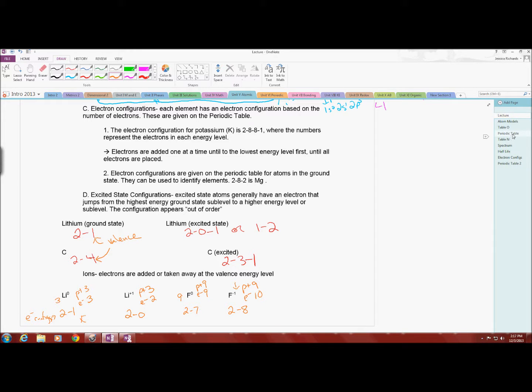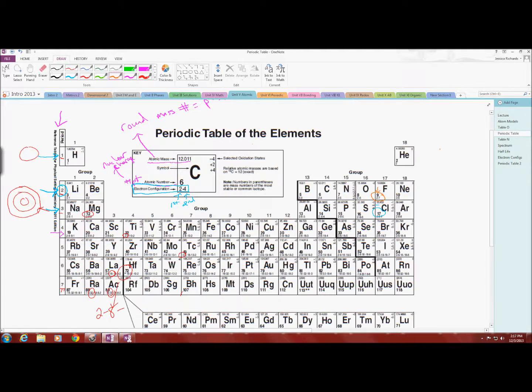Go back to your periodic table. Lithium, when he's an ion, has an electron configuration of 2. So find the element on your periodic table that has an electron configuration of 2, and it's helium. Fluorine, when he becomes an ion, becomes 2-8. Find the element whose electron configuration is 2-8. It's neon. They're going to gain or lose electrons so that they look like noble gases.